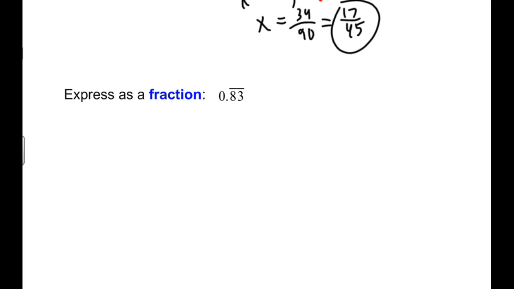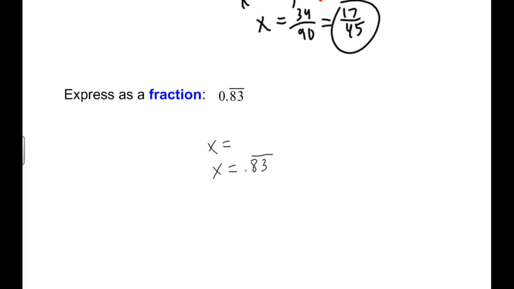Okay, so we're going to do our method here, and we go x equals 0.83 repeating. We know that's 83, 83, 83, 8 and 3 repeating. And the problem is, don't do this, but watch me for a second. If I multiply by 10, something weird happens. I get 8.38 repeating. Now those don't subtract nicely. This is not going to work. I can't multiply by 10 and really get this thing to work.